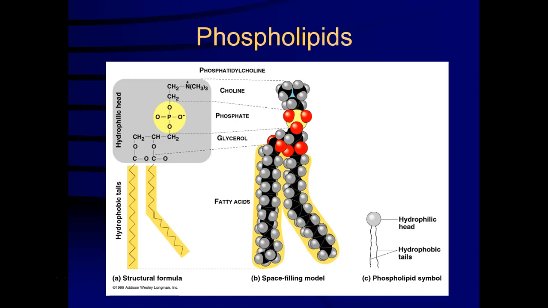You also notice that there is a positively charged molecule attached to the phosphate group. And this one is called choline. Choline is a common biological molecule. We'll see it in two other places. There's a neurotransmitter that connects our nervous system to the muscles, and this is called acetylcholine. You see that choline there.